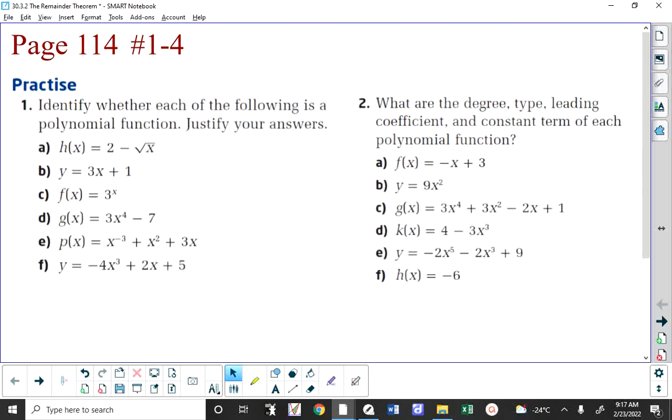Coefficients have to be real numbers, and the only non-real numbers that we encounter, or that I can use for an illustration, are square roots of negative numbers. So as long as you don't see square roots of negative numbers, you're fine.